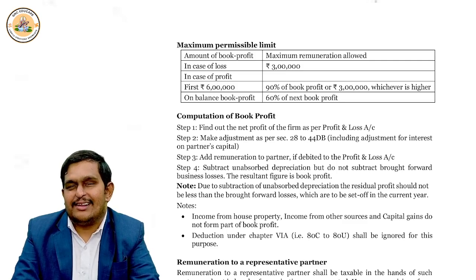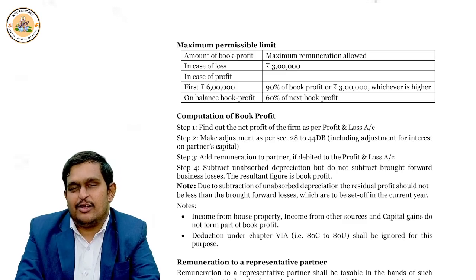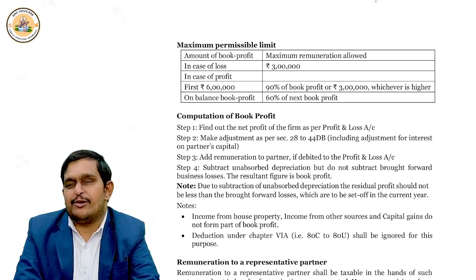But if you think it's over, then you are not focusing. Come on, I said above 6 lakhs, 60% of the book profit. So above 6 lakhs, how much profit? Total profit is 15 lakhs. 15 lakhs minus 6 lakhs, you will get 9 lakhs rupees. 9 lakhs into 60%, how much will you get?